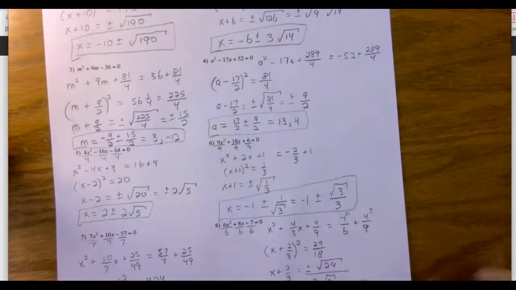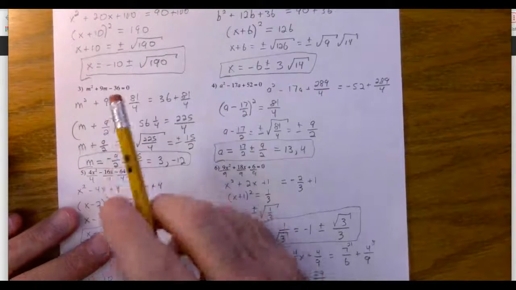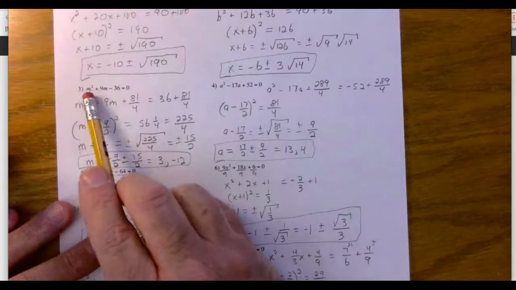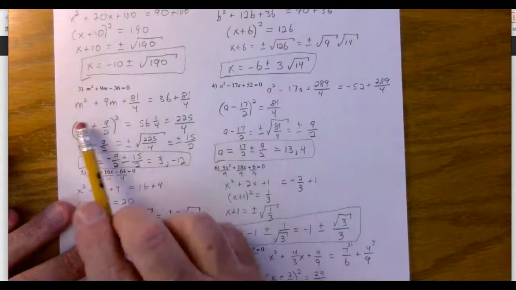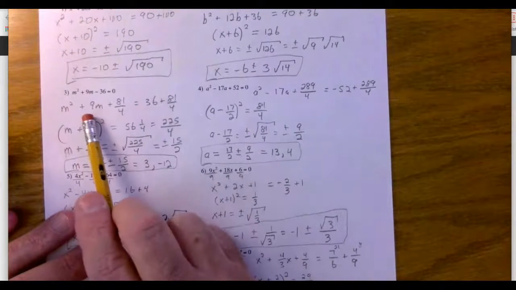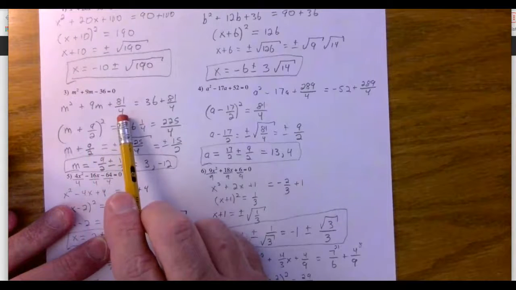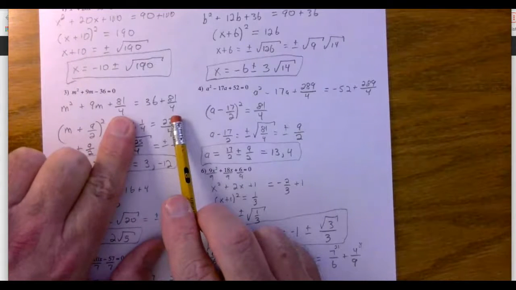All right, number 3. Again, a little more difficult. Again, m squared in front is good. There's no a, a is 1. So I take the 36 to the other side. Half of 9 is 9 over 2. 9 over 2 squared is 81 over 4. So I added that to both sides.